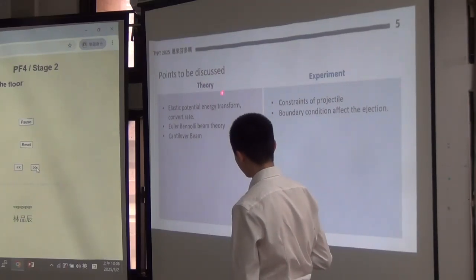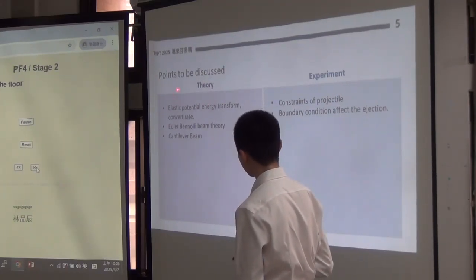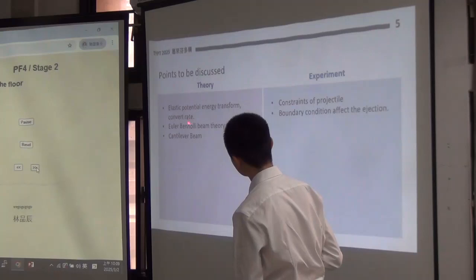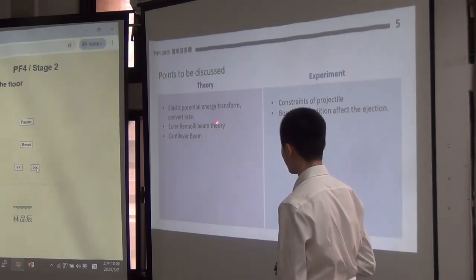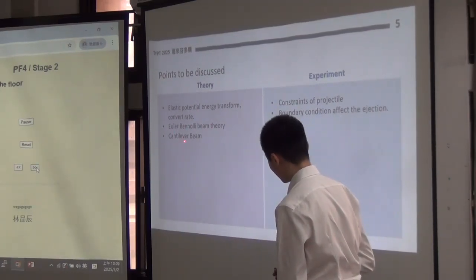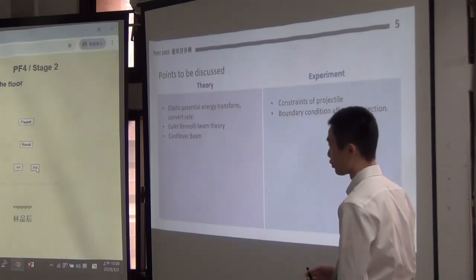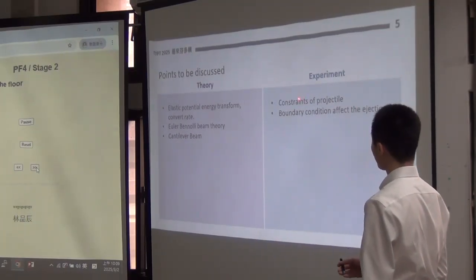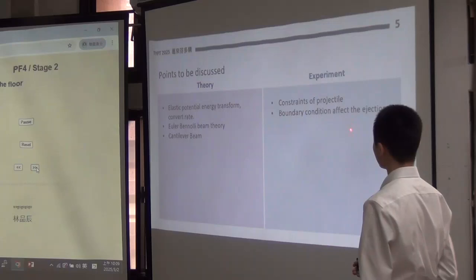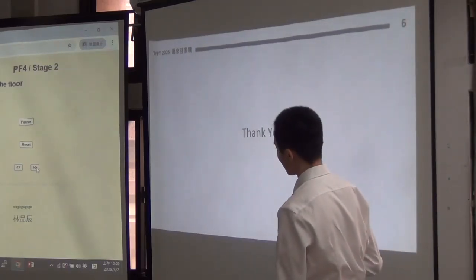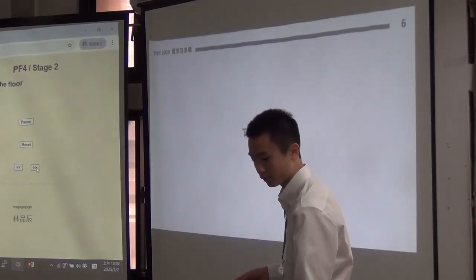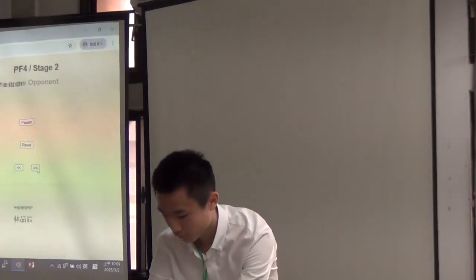First, for the theory part: elastic potential energy transform and conversion rate, and the Euler-Bernoulli beam theory, also the cantilever beam. And for the experiment part, the constraint of the projectile and boundary conditions affect the ejection. Okay, thank you. Any discussion for reporter and opponent?